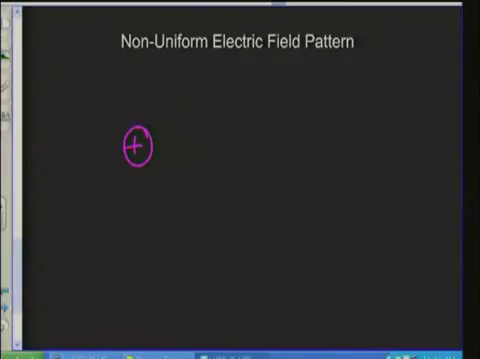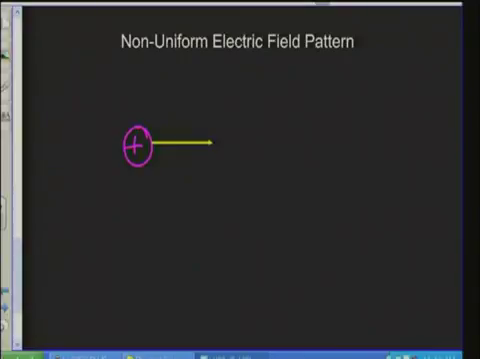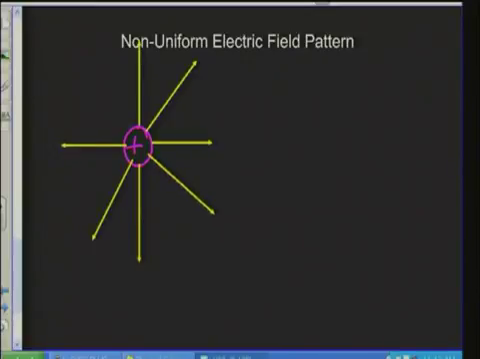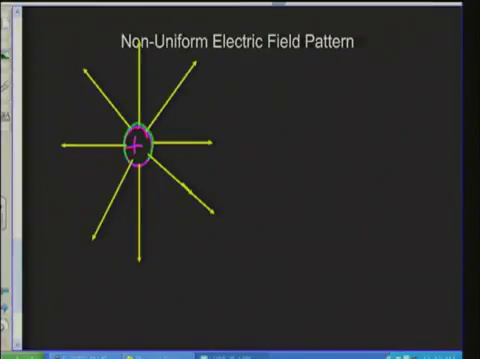So here you would be able to say, okay, what I know would happen here is that I would have field lines like that, or field lines like that. Trying to get this nicely done. They don't get into the sphere as such, but they are from the surface of the sphere and radiating outwards. So this is not uniform. This is a non-uniform electric field pattern.